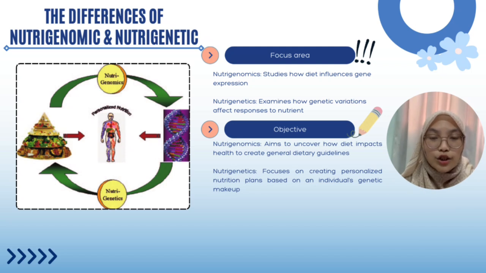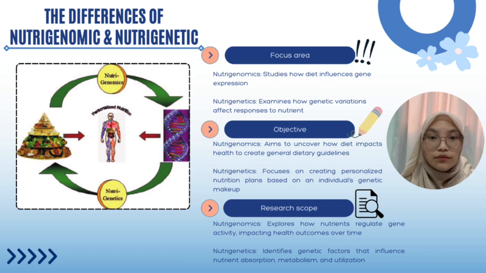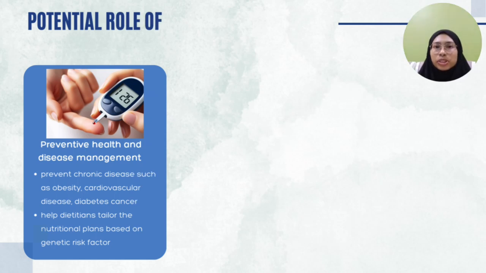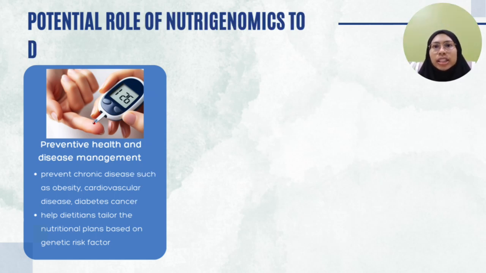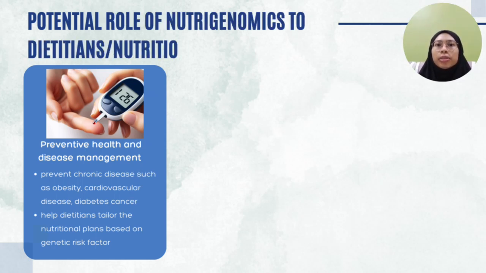Lastly, the research scope. Nutrigenomics explores how nutrients regulate gene activity, while nutrigenetics identifies genetic factors that influence nutrient absorption, metabolism, and utilization. Understanding how genetic variations affect nutrient absorption, metabolism, and utilization, dietitians and nutritionists can prevent and manage chronic disease. Nutrigenomics enables them to recommend strategies that can mitigate risks associated with specific genetic profiles, such as obesity prevention, by identifying genetic variations.